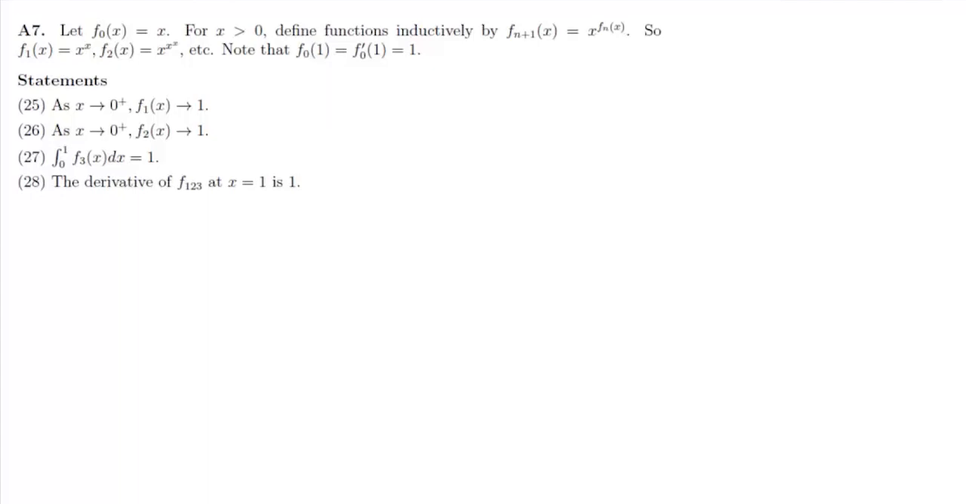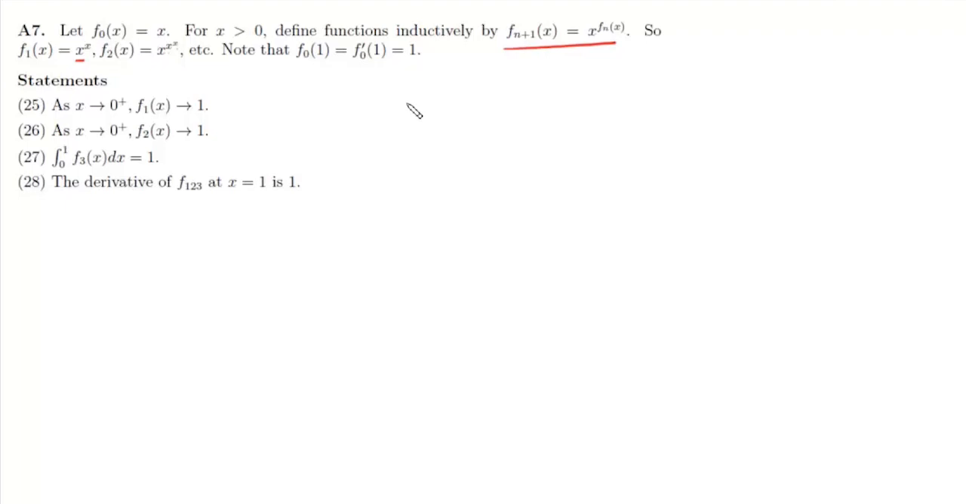Now in question number 7, we are given that f0(x) is x, and for x greater than 0, we have defined this function inductively by f_{n+1}(x) equals x to the power f_n(x). So we have f1(x) as x to the power x, f2(x) as x to the power x to the power x, and f_n(0) is 1.